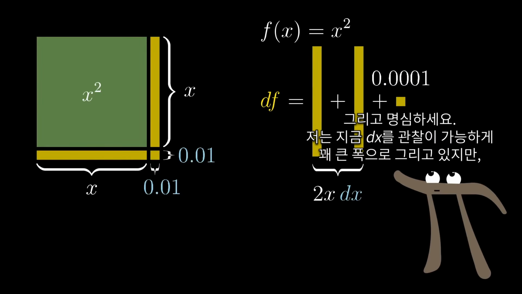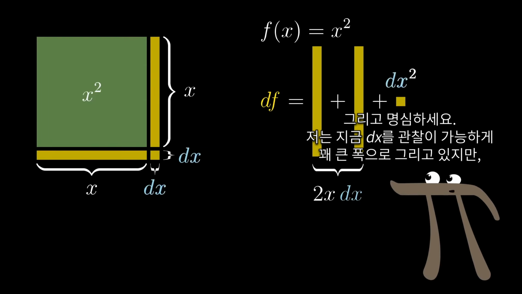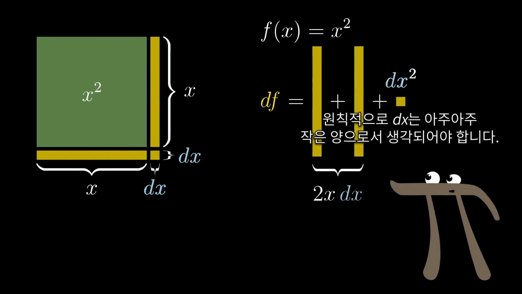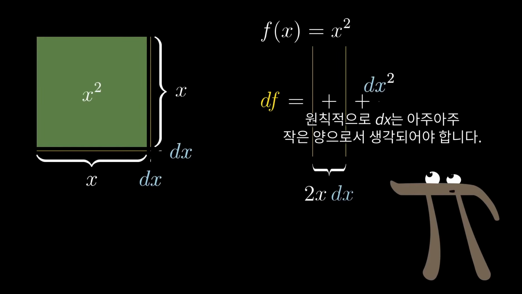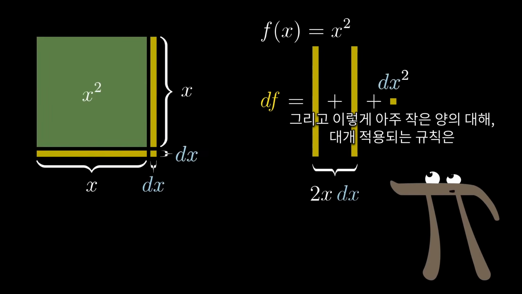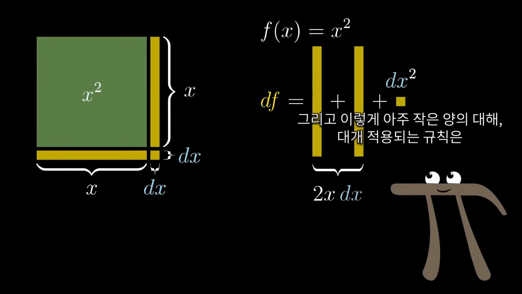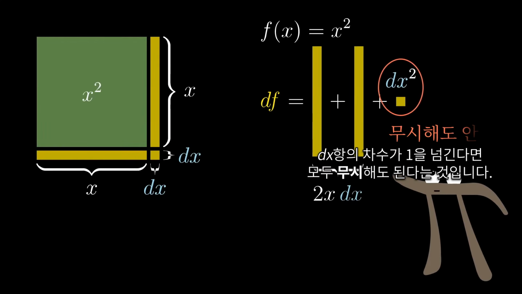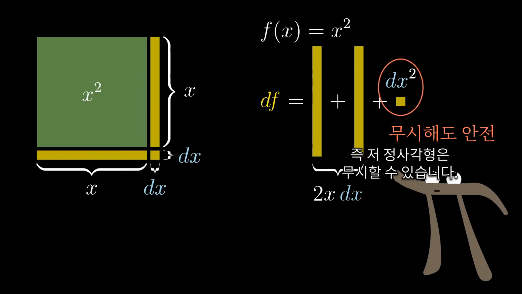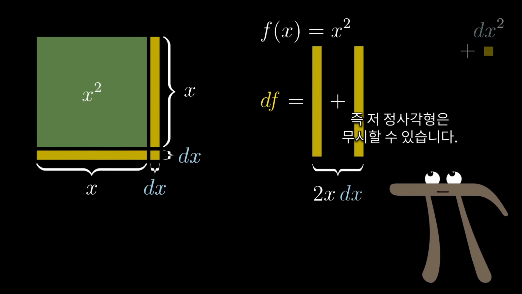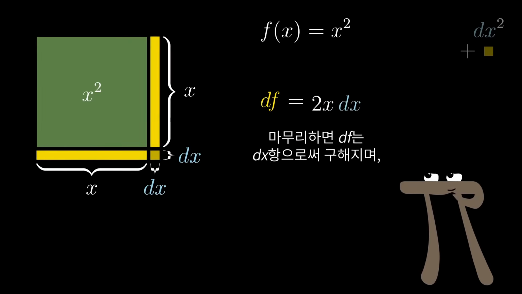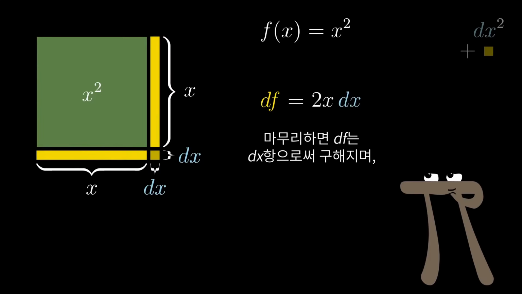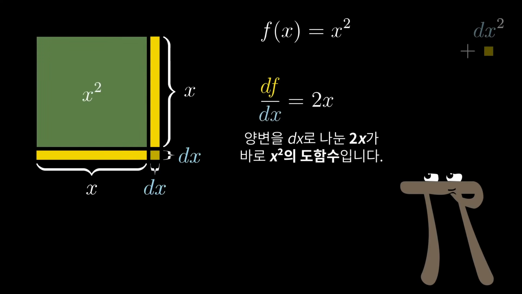And keep in mind, I'm drawing dx with a fair bit of width here just so we can actually see it, but always remember, in principle, dx should be thought of as a truly tiny amount. And for those truly tiny amounts, a good rule of thumb is that you can ignore anything that includes a dx raised to a power greater than 1. That is, a tiny change squared is a negligible change. What this leaves us with is that df is just some multiple of dx. And that multiple, 2x, which you could also write as df divided by dx, is the derivative of x squared.